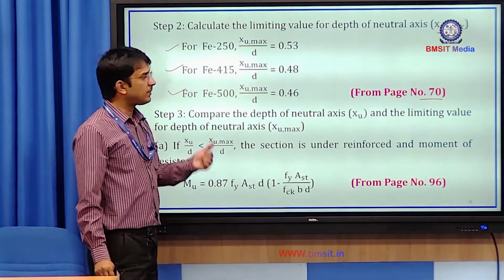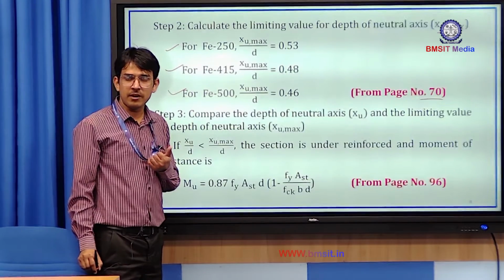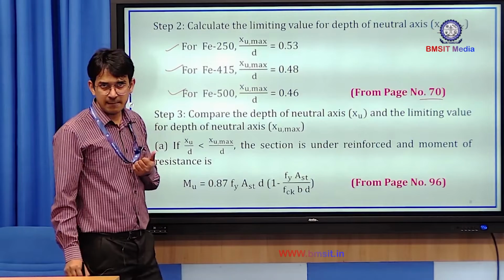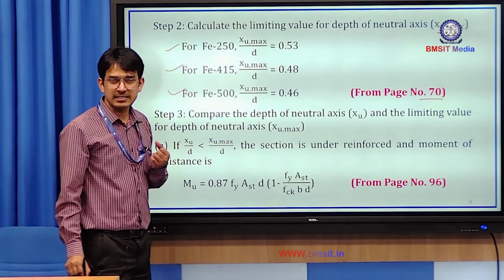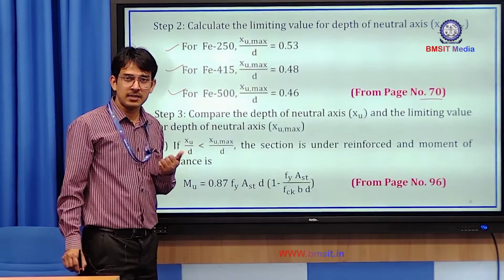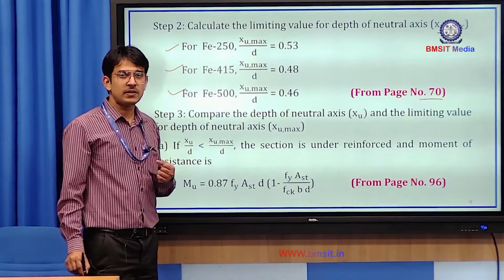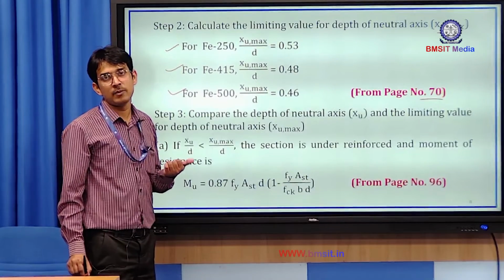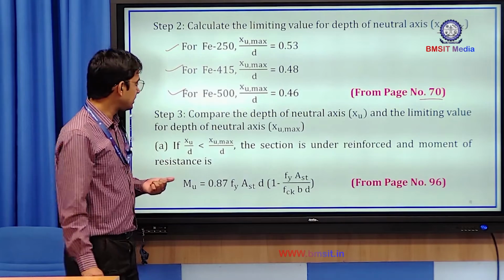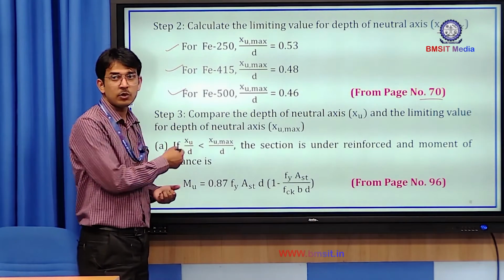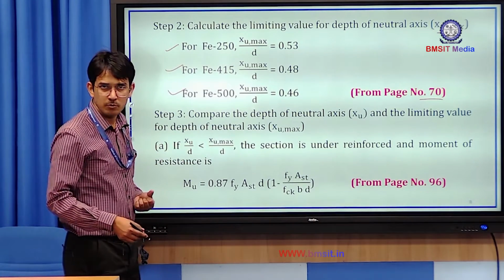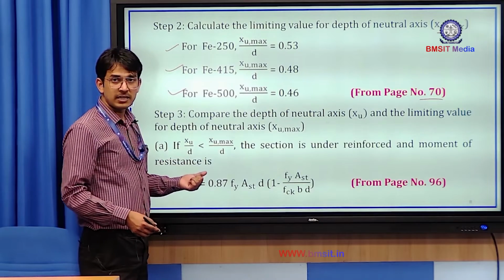So this is how it works: if we have calculated xu in the first step, then in the second step we have to calculate xu max. If we are calculating xu by d in the first step, then we have to calculate xu max by d, and then we can compare in the third step. In the third step we compare both values, xu and xu max. So xu and xu max we can easily compare.